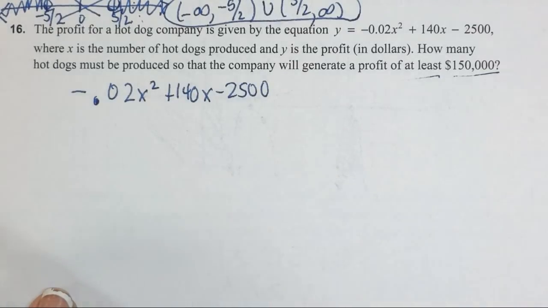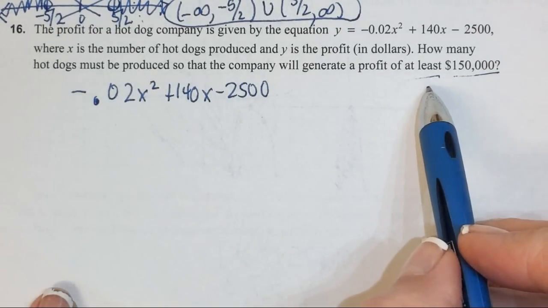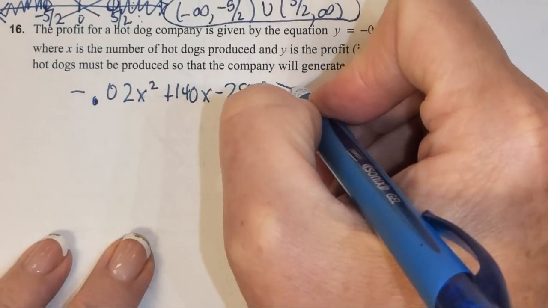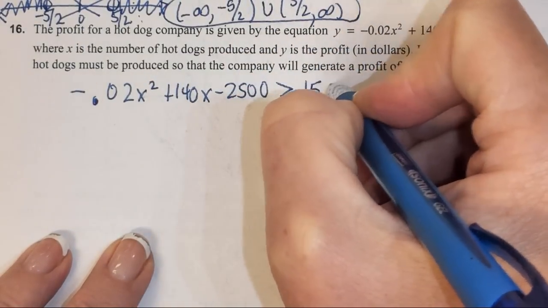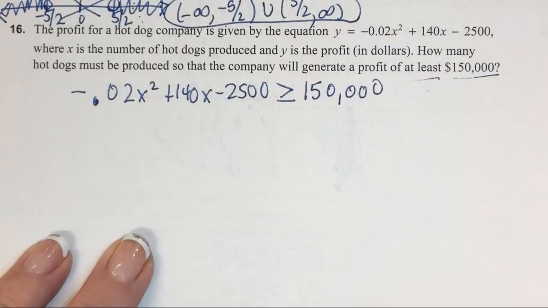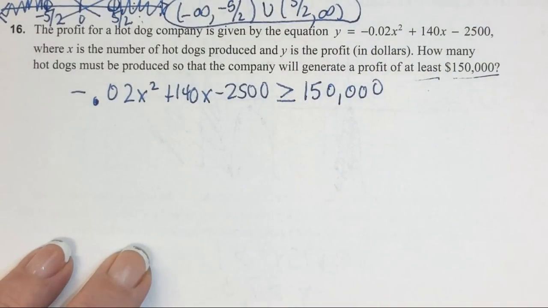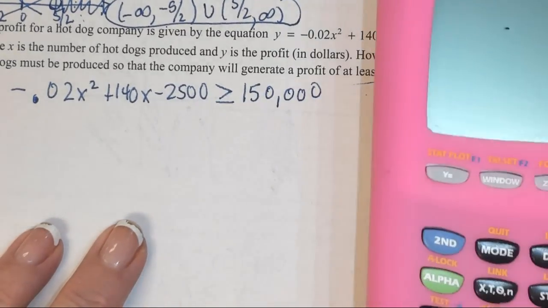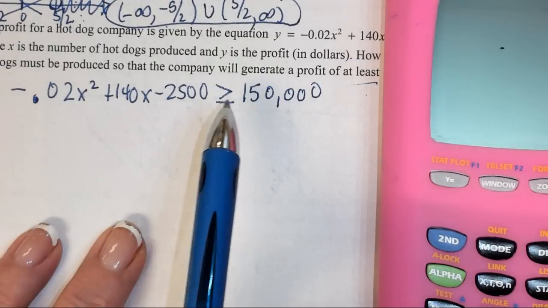This is our profit. Do we want the profit to be less than or greater than 150,000? It says it has to be at least. If I say I want you to be at least 16 years old, right, so this equation is going to have to be greater than 150,000. Because it says at least, that means it can be equal to. It's just like you have to be at least 16 to get your driver's license. You can be 16.